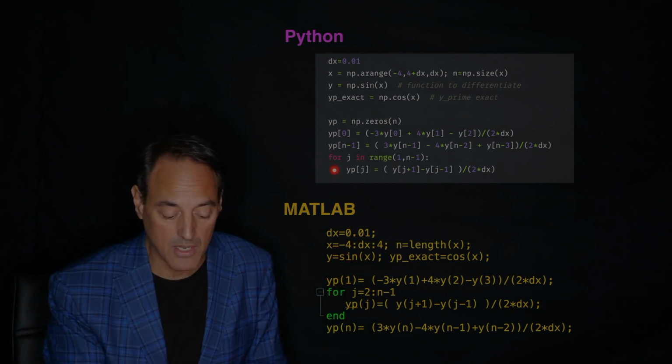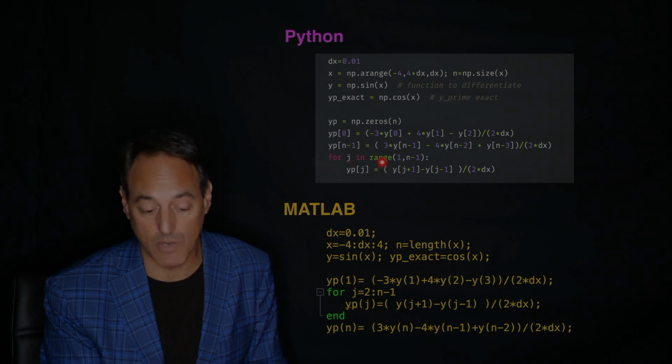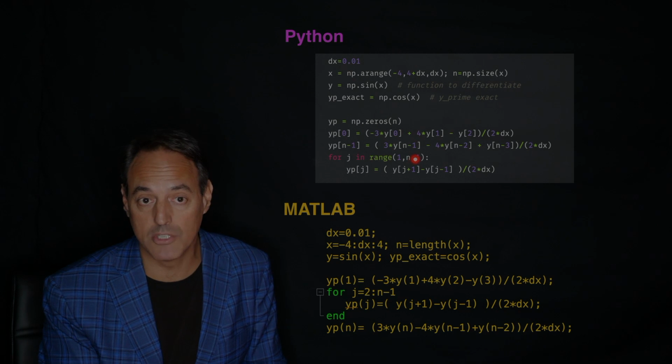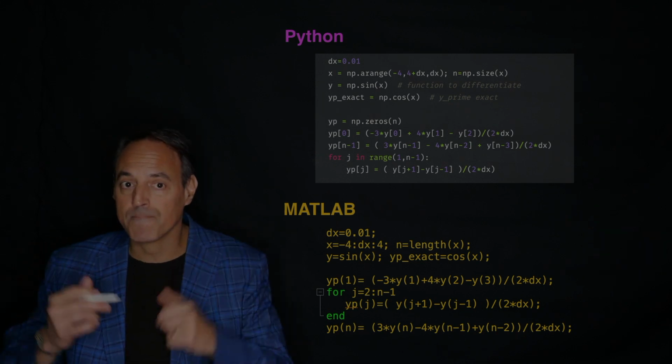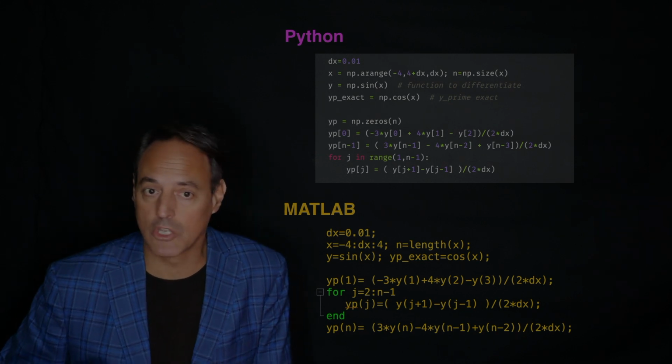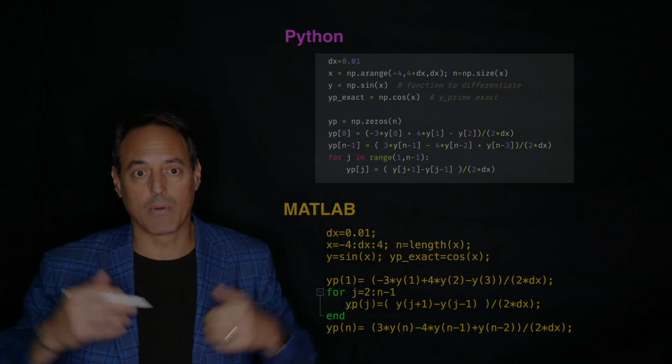And then in the rest of it, I just use my neighbors. So for j in range 1 to n minus 1, these are all the interior points, and I just use point in front, point behind, divided by 2 delta x. That's it. That's how you differentiate this thing. Slope formulas all the way through, and at the endpoints, you just use a forward and backward difference formula.